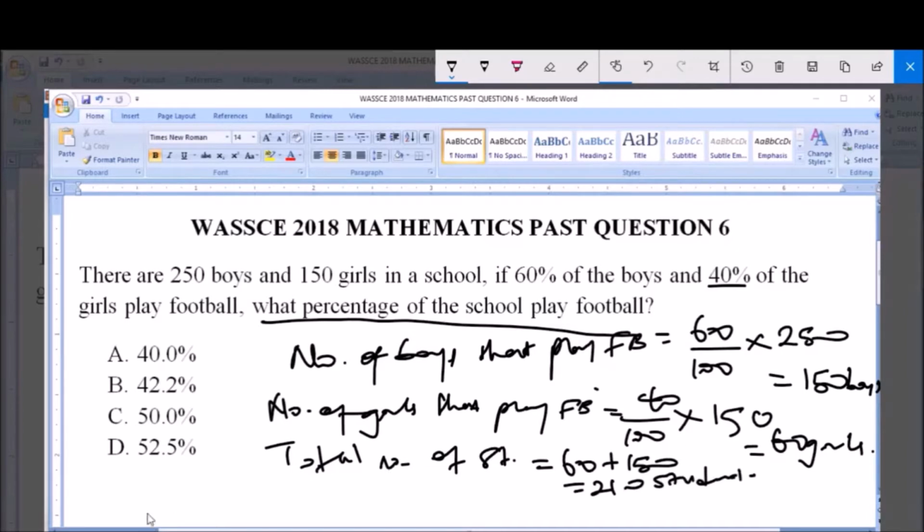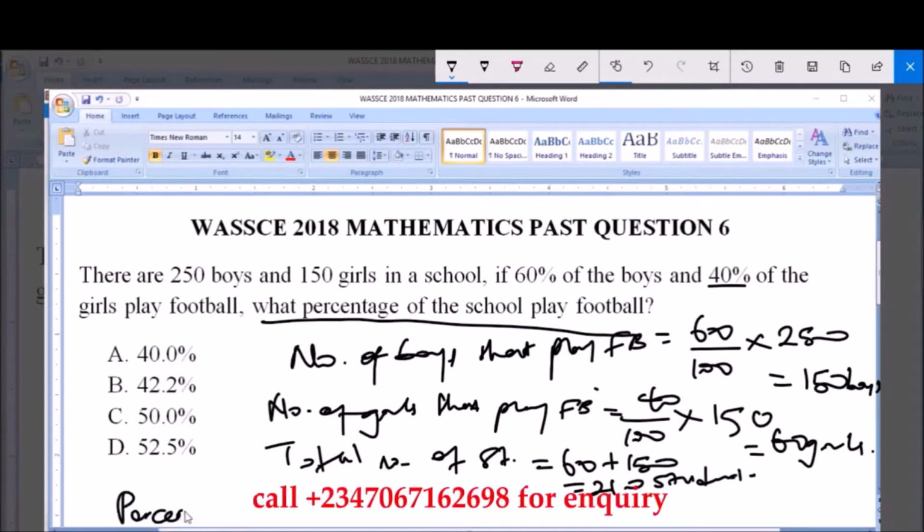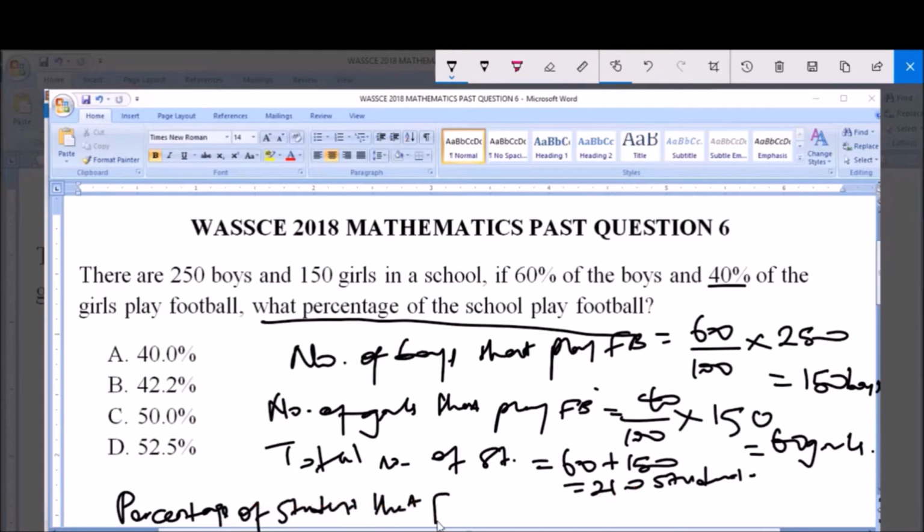Now the percentage of students that play football can be estimated as the number of students that play football, 210, all over the total number of students, and the total number of students can be estimated from 250 plus 150, and that will give us 400. So 210 all over 400 multiplied by 100%. Now this 0 will cancel this 0, this 0 will cancel this 0, so we have 210 divided by 4, and that is equals to 52.5 percent.